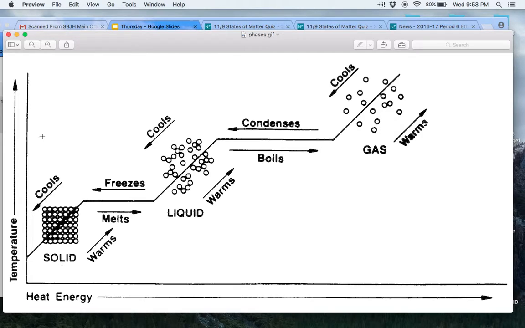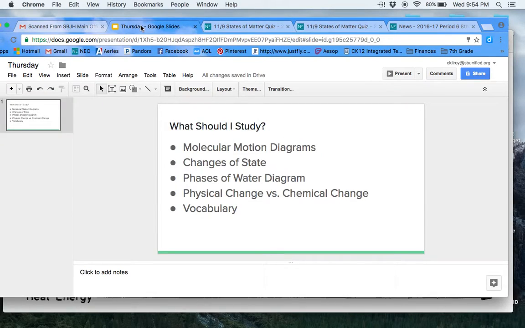At 100 degrees Celsius, a liquid, water, begins to boil or vaporize into a gas. So going this way, we're adding energy. Energy is entering. Now if we go the opposite way, gas condenses to a liquid, freezes to a solid. So make sure you understand this phase diagram. Look at the one in your notes.